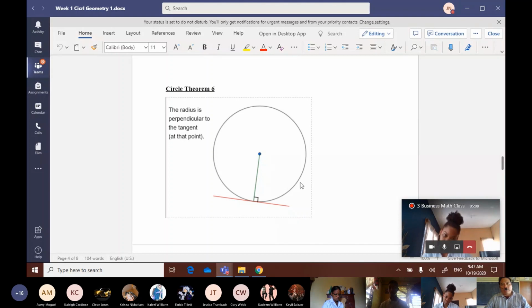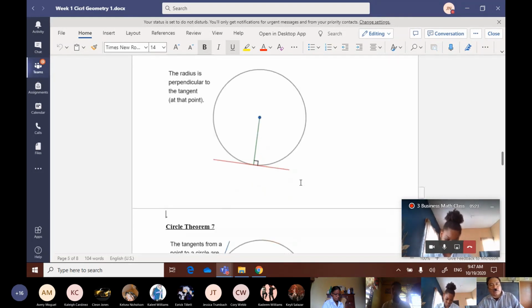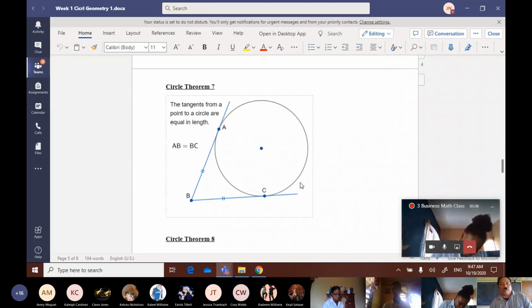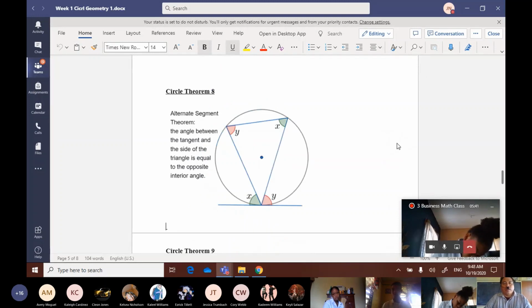So this week we're beginning here, circle theorem 6. The radius is perpendicular to the tangent, or we call it the angle between the tangent and the radius is always 90 degrees. That's another way of putting it. The seventh theorem: tangents from a point to the circle are equal in length. In other words, tangents coming from the same external point are always equal in length. It's another way of writing it.